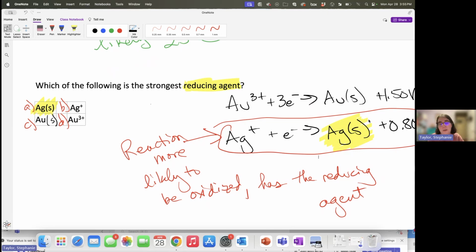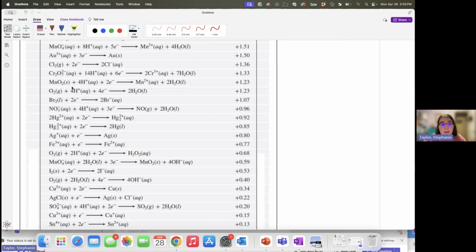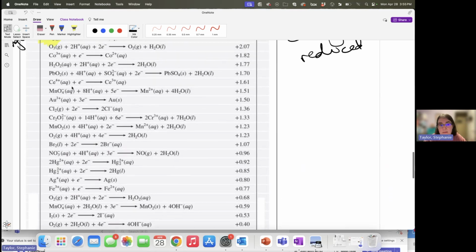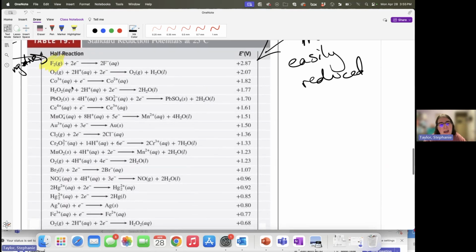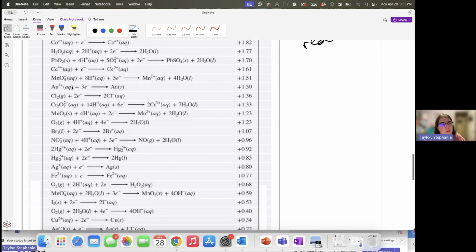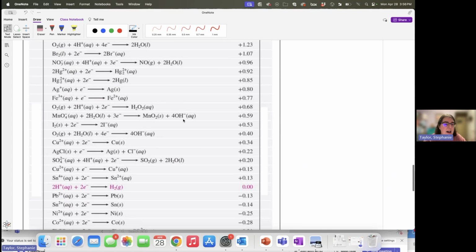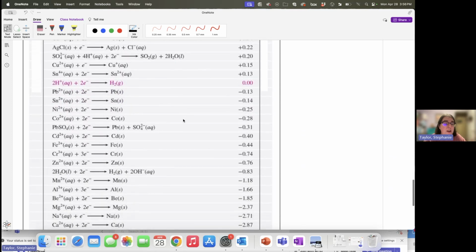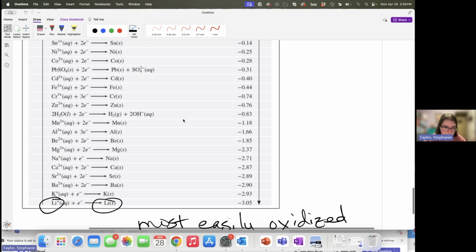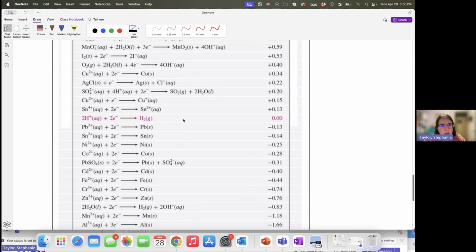If you look in your whole table of reactions, there is no silver 2+ in here. That's part of why when I need to grab reactions quickly during an exam review, I have a tendency to grab silver or golds because I know that they are only on here as silver and silver plus and gold plus, gold 3+.